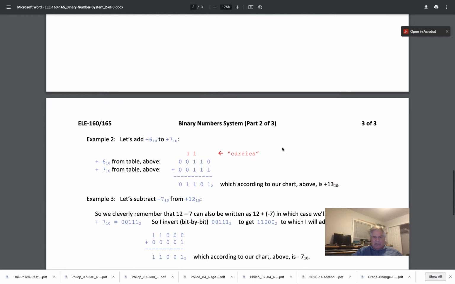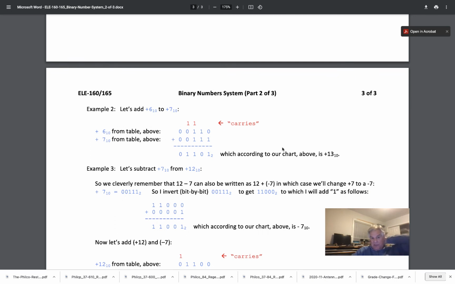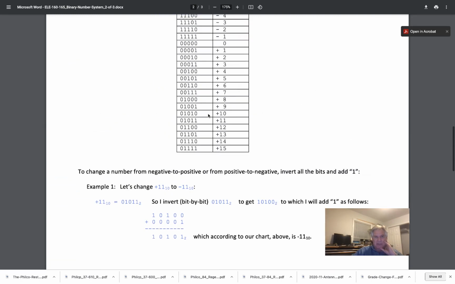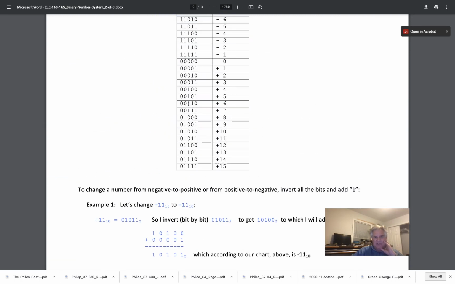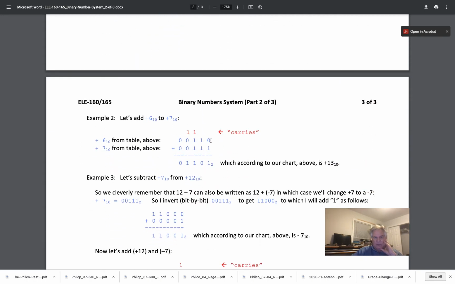If I add 6 base 10 to 7 base 10, I will get, now here's a 6. It has no 1s, it has a 2 and a 4. So it's equal to 0, 0, 1, 1, 0, and you can see that in this table up here. A 6 is 0, 0, 1, 1, 0. There it is, 0, 0, 1, 1, 0.